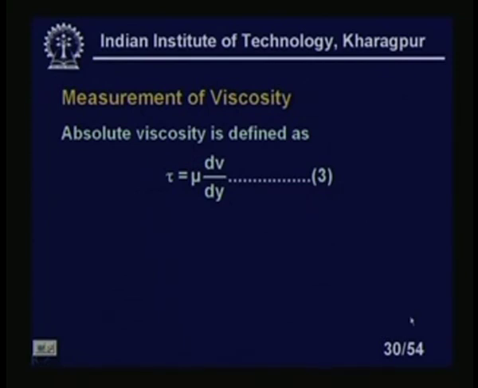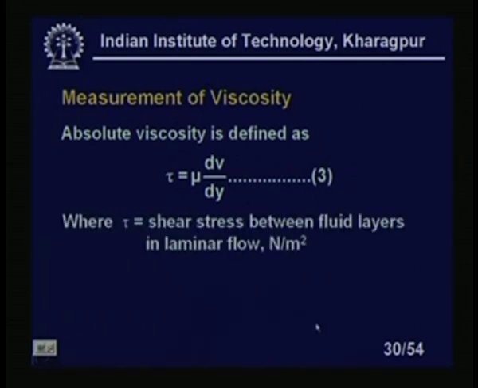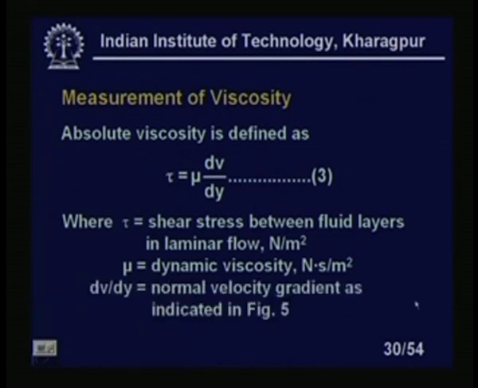In that type of situation, continuous monitoring of viscosity is very much necessary, right. Let us look at absolute viscosity, defined as tau equal to mu dV by dy. This is equation number 3, in continuation of the PE. Tau is the shear stress between the fluid layers in laminar flow, in Newton per meter square. Mu is the dynamic viscosity, in Newton second per meter square, and dV by dy is the normal velocity gradient as indicated in figure 5.